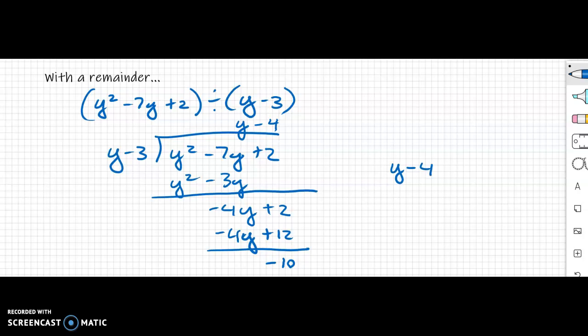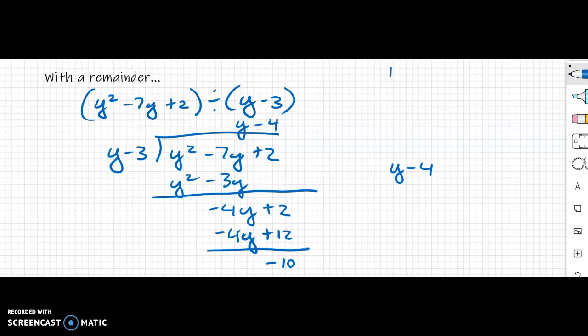And if you were doing this, if you're thinking of long division when you were in 4th grade, you would just write r, remainder, minus 10. But you know we have to be much more sophisticated than that. So if you remember, if I was doing this all with numbers, my remainder could also be written as this number divided by this number.